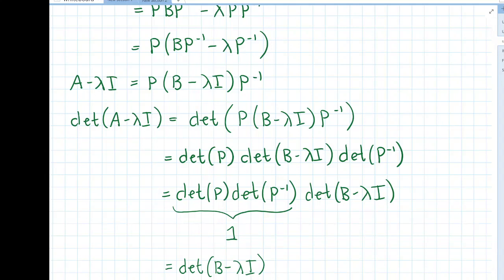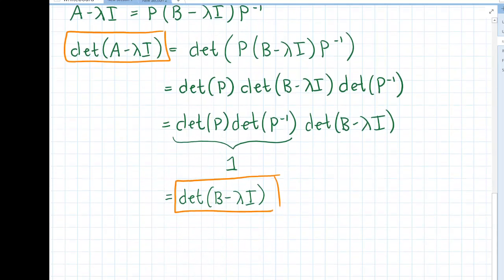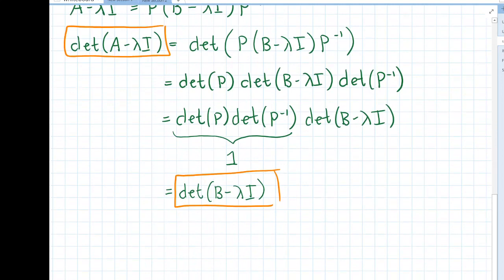So we started with the determinant of A minus lambda I, and we did some stuff on the right side and arrived at the conclusion that that's the same as the determinant of B minus lambda I. And how did it work? Basically, to summarize, we did some matrix algebra, and then taking determinants allowed us to do some stuff that you can't do with matrices, but that you can do with numbers.